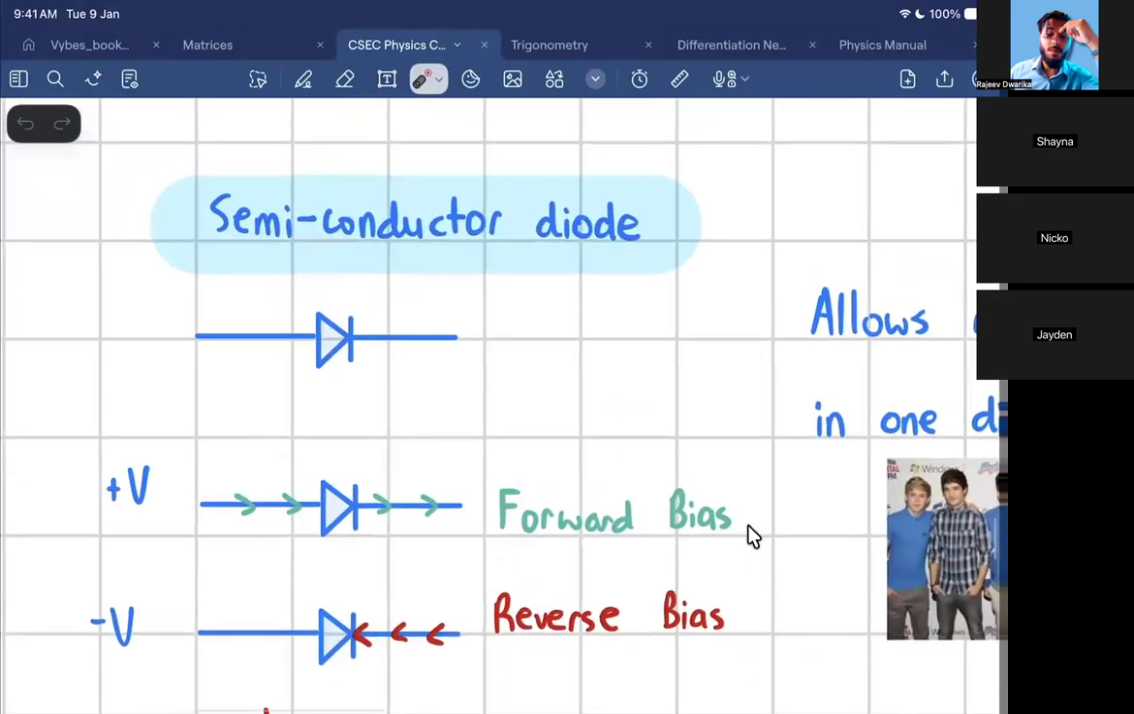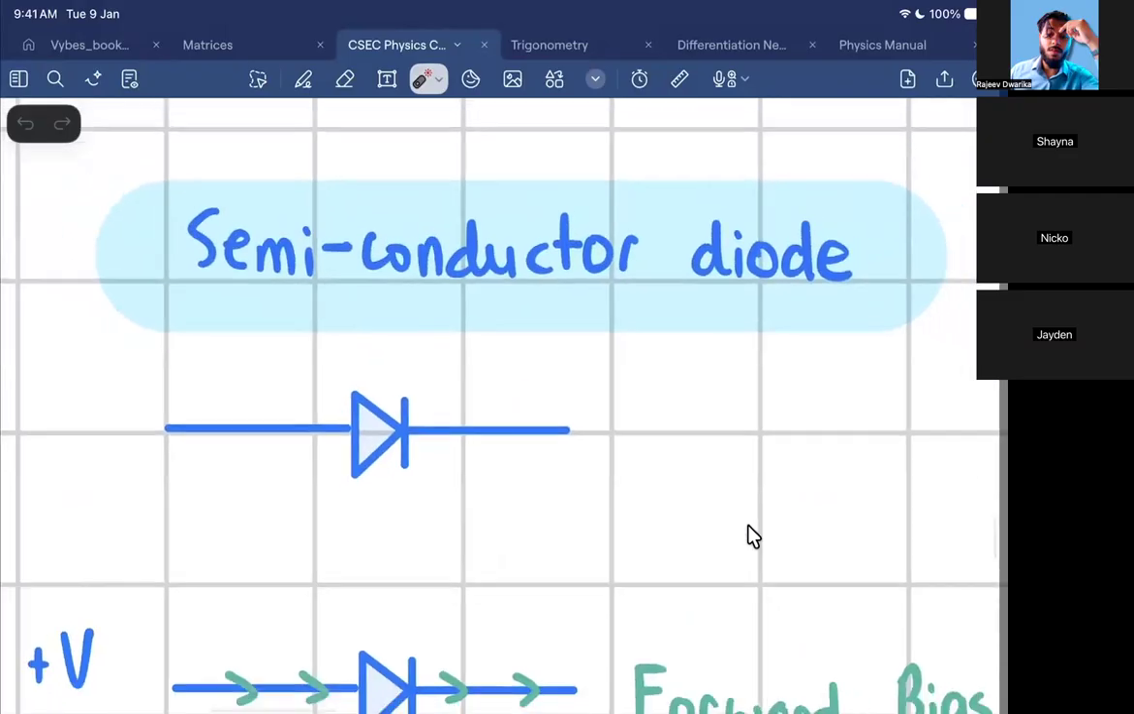Alright, this is what a semiconductor diode looks like. It sort of looks like an arrow, and that's intentional. So a semiconductor diode only allows current to flow in one direction. When the current is flowing, it's said to be in forward bias. If it's in a configuration where the current is not flowing, it's in reverse bias.